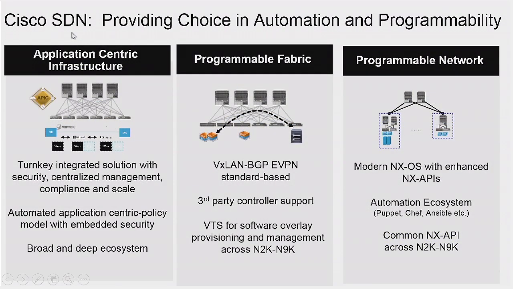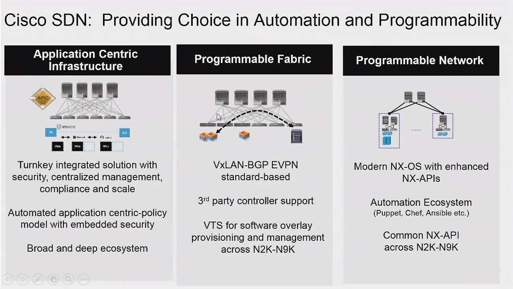Cisco's software-defined networking strategy, or SDN, is providing choice for customers in automation and programmability. On the first pillar, we have Application Centric Infrastructure. Application Centric Infrastructure defines policy on a per application or tenant basis. It also provides underlay and overlay automation and provisioning, as well as services integration in an automated fashion.